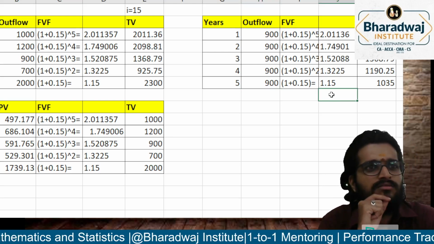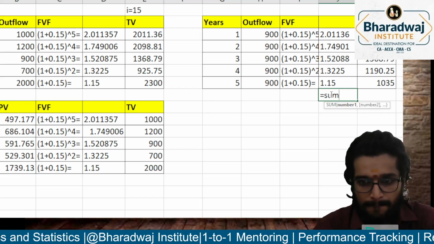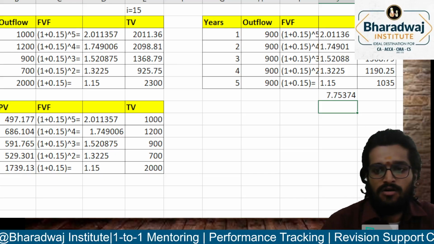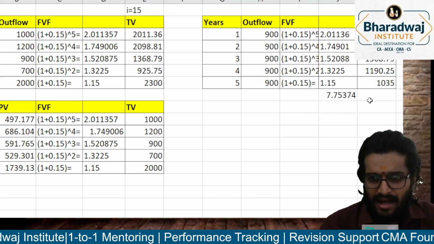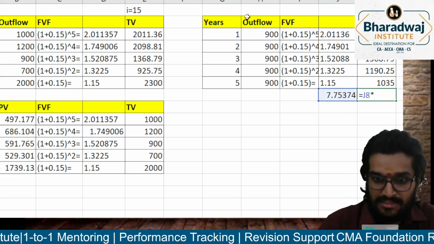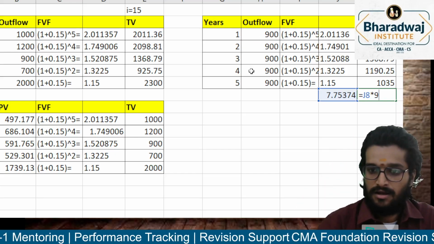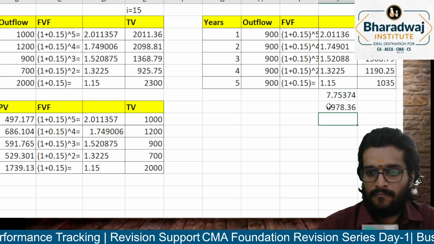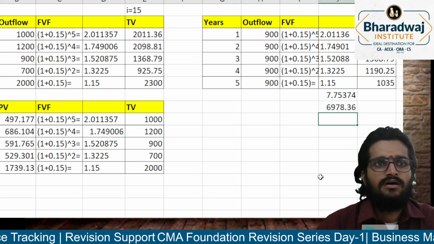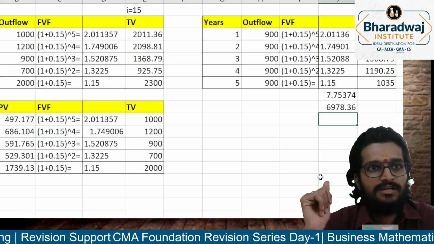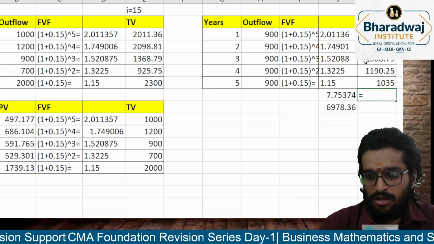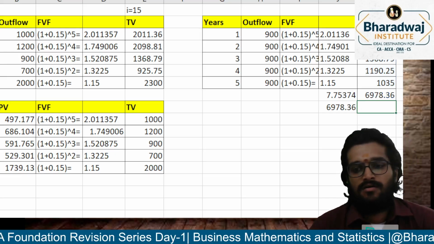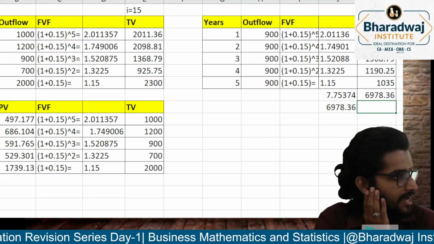Now, I'm just trying to find one thing. I'm just finding the sum for all the years of future value factor, and multiplying that with the constant investment I'm making each year. I'm getting 6,978.36. Now, I'm just finding the total of this. You will get the same answer.